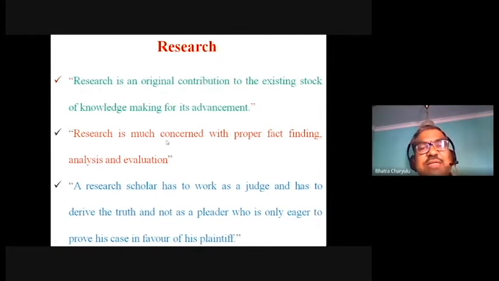And research is much concerned with proper fact finding, analysis, and evaluation. So a research scholar has to work as a judge and has to derive the truth, and not as a pleader who is only eager to prove his case in favor of his plaintiff. So here we have to think about the merits and also the demerits. Both you have to identify as a scholar.